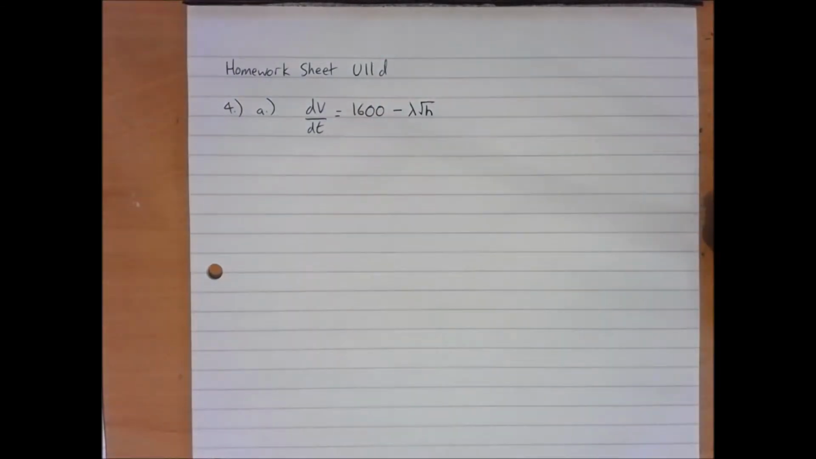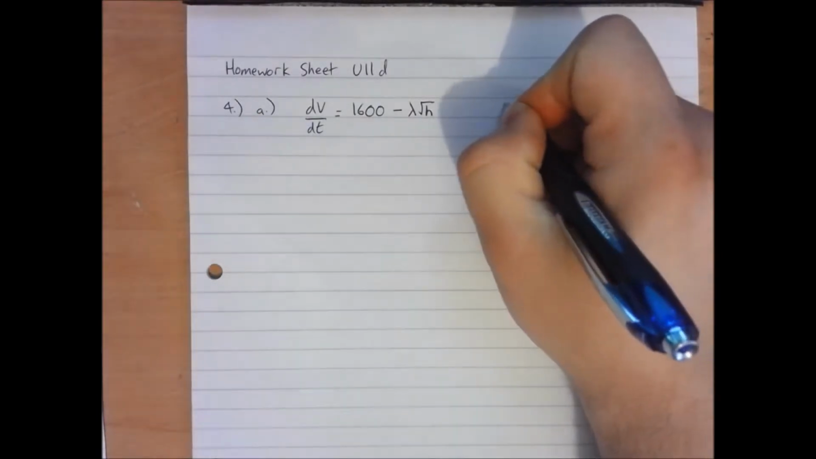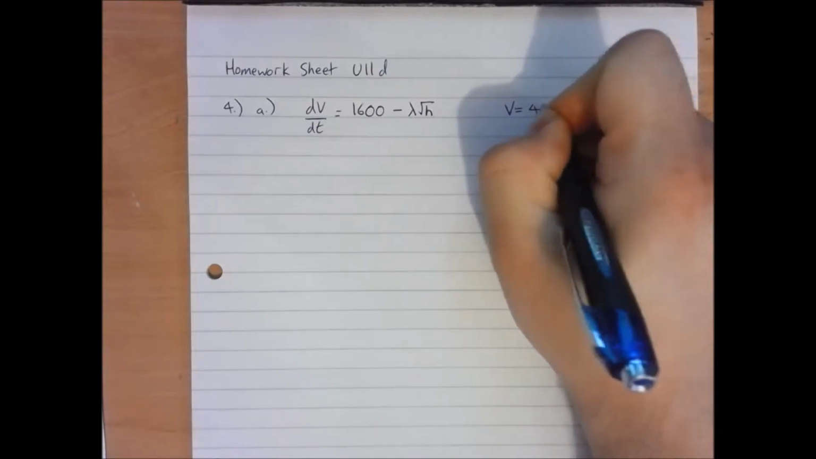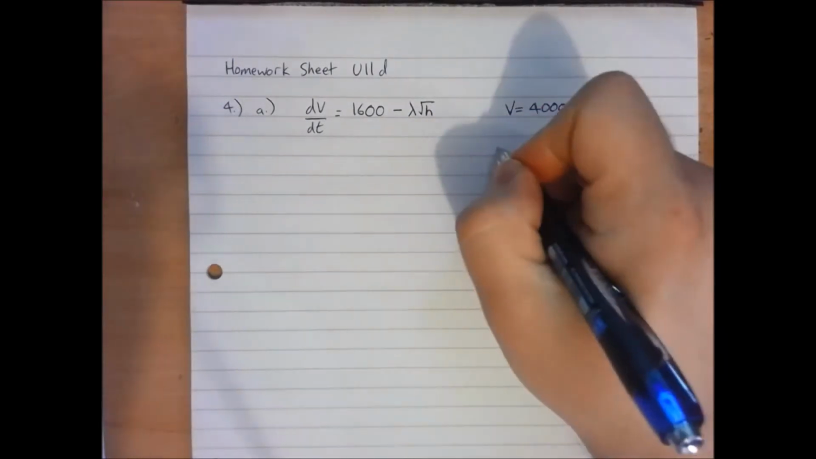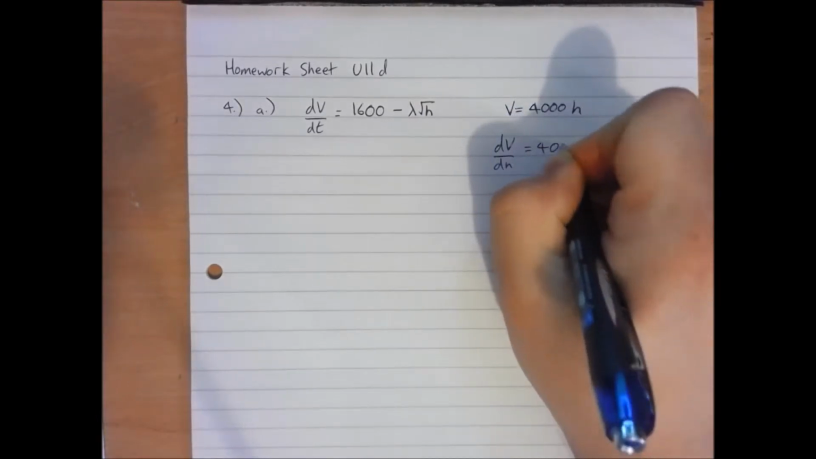In this question we need to get to dh dt, so we need some way of connecting dV dt to dh dt. We are also told that the area of the cross-section of the cylinder is 4,000 centimeters squared. The volume of the cylinder is pi r squared h. If the area is 4,000, then our volume is 4,000 h. That's helpful because we can now find what dV dh is, which is just 4,000 by differentiating.